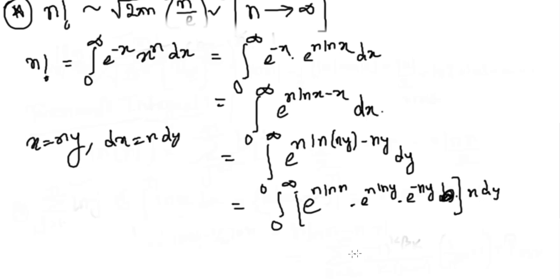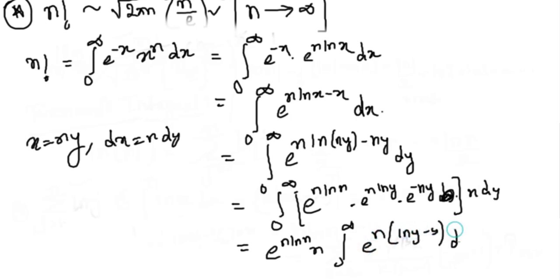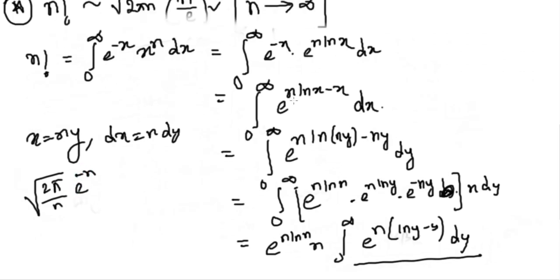Right. Okay. So this really breaks up into e to the power n ln n, into n, times the integral from 0 to infinity of e to the power n into ln y minus y dy. Correct. But this integral can be approximated by Laplace's method, which gives approximately 2 pi by n, e to the power minus n, and that gives you your answer.